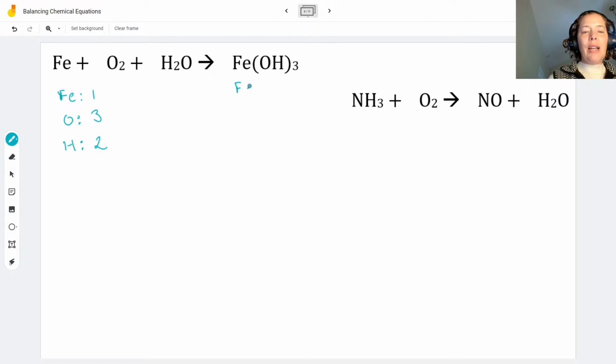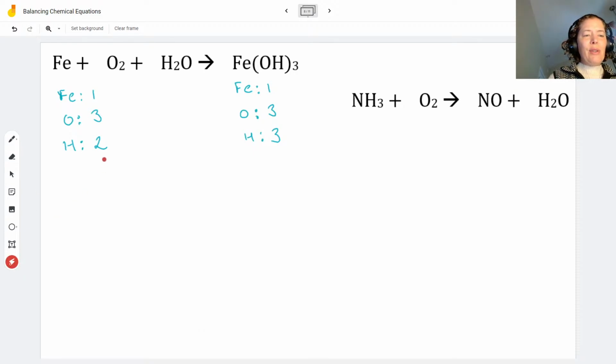Okay, so for iron, oxygen, and hydrogen, I have 1 iron, I have 3 oxygen, and I have 3 hydrogen. So I'm really, really close, right? But this is not balanced.